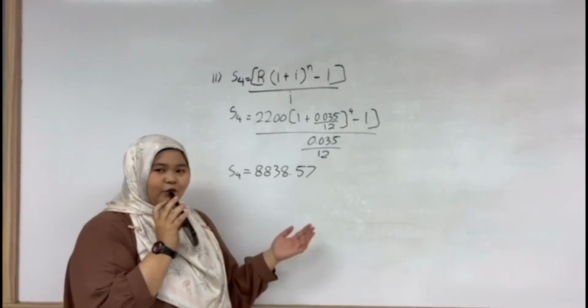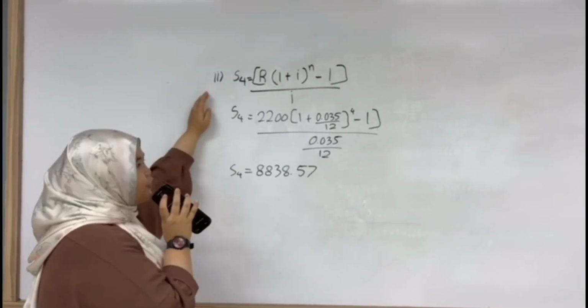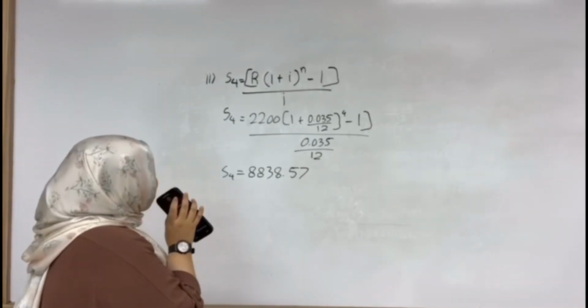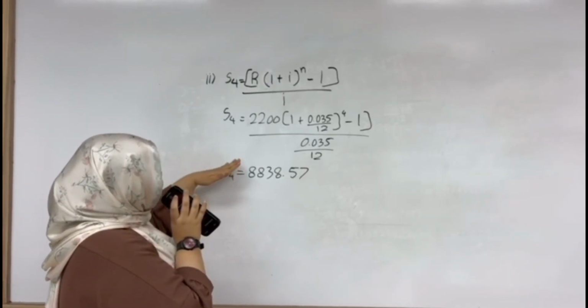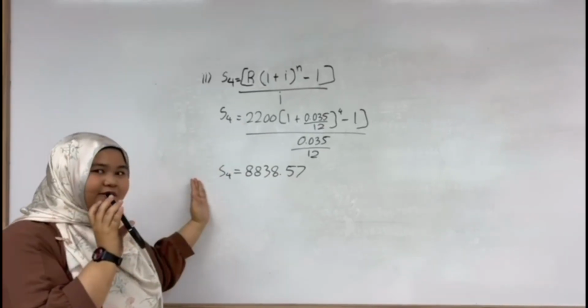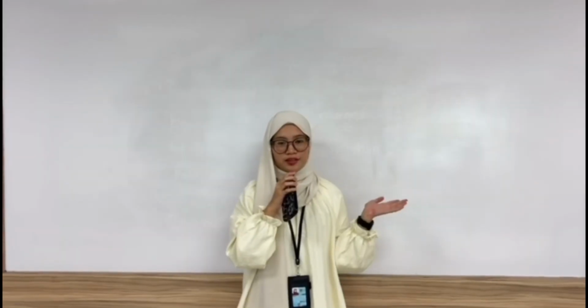So this is the second question. This is the formula that we need to use to find how much the buyer needs to pay in the 4th month. So we insert all the information, and we do the calculation. So this is the final answer. So, let's proceed to the last question.